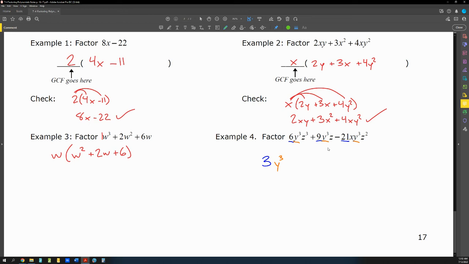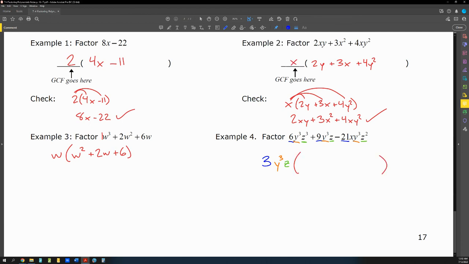And last, we have our z terms. So we have z cubed, a z, and z squared. The most that we can pull out of all of them is just 1 z. So what's left inside? Okay, so here's our grouping.